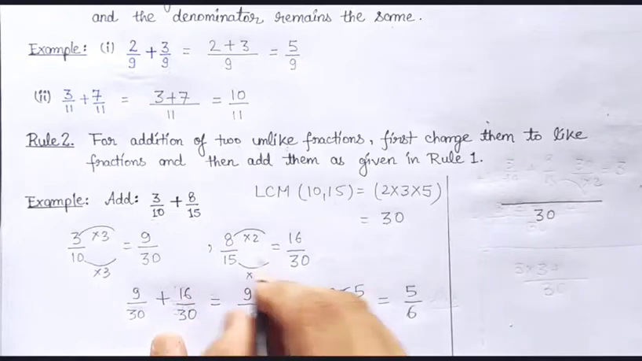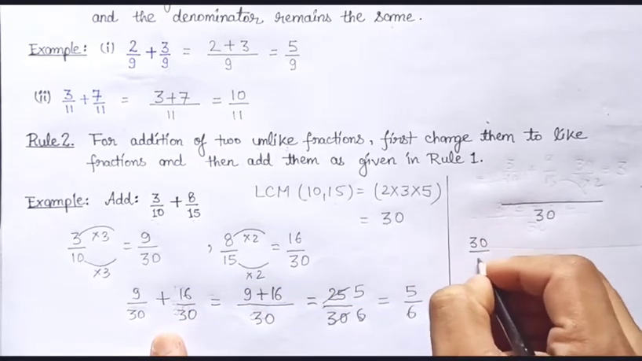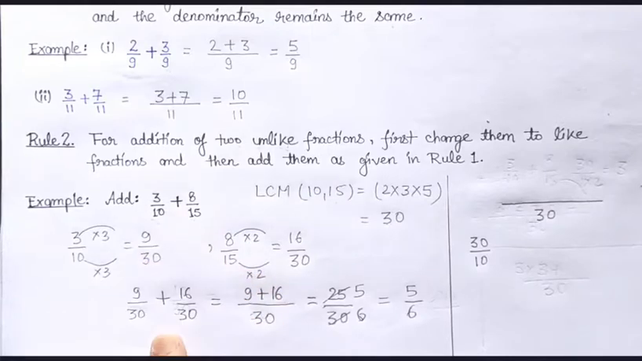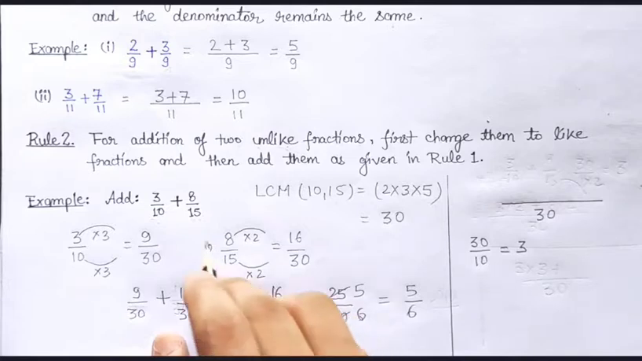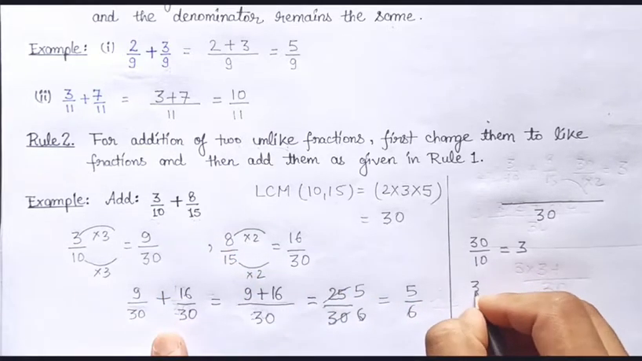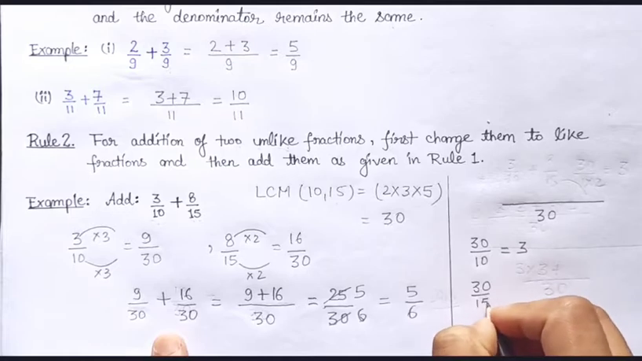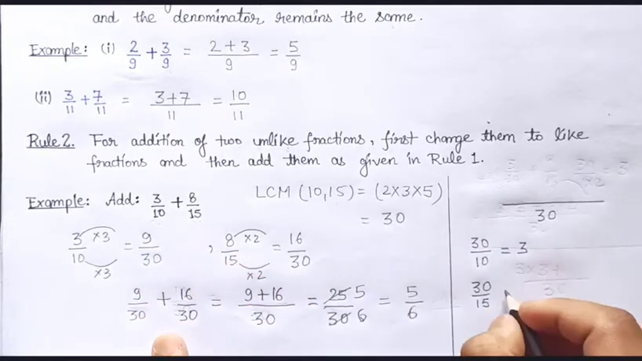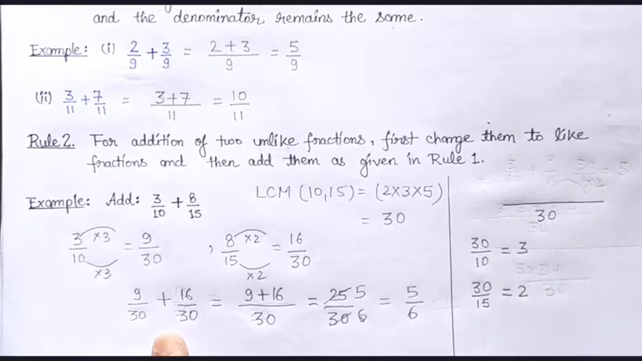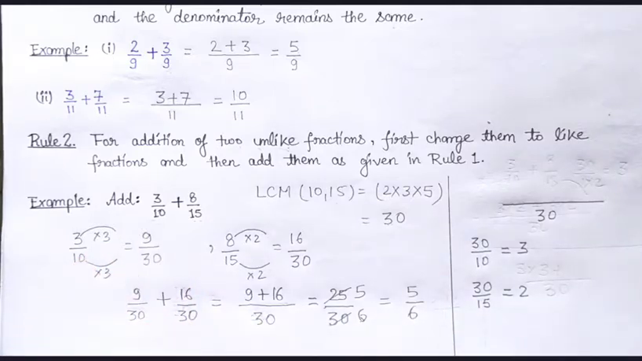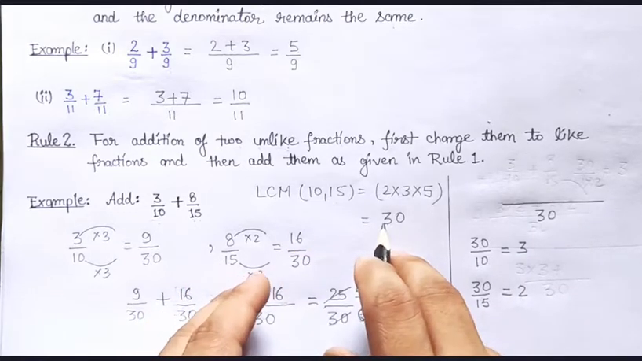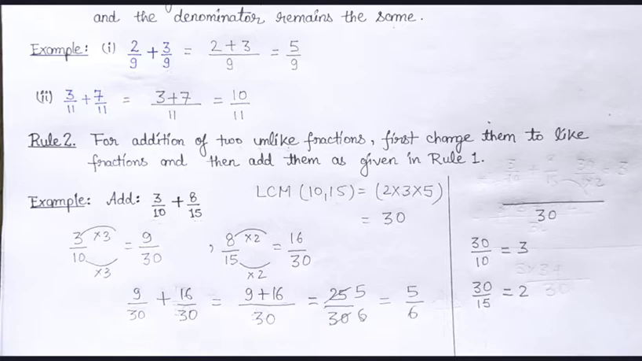Now you know, when 30 is divided by 10, that is the denominator of the first fraction, it gives the result of 3. And when 30 is divided by 15, that is the denominator of the second fraction, it gives the result of 2. So this is the quotient when we divide the LCM of the denominators by the denominator of the first fraction, and this is the quotient when we divide the LCM of the denominators by the denominator of the second fraction.